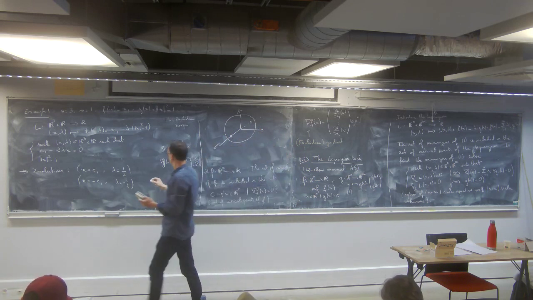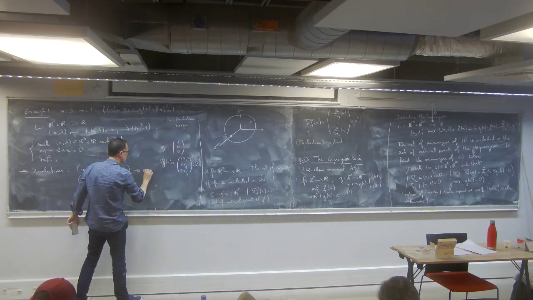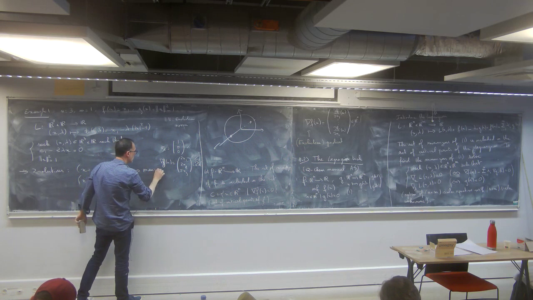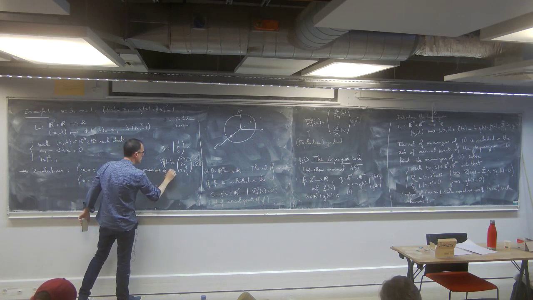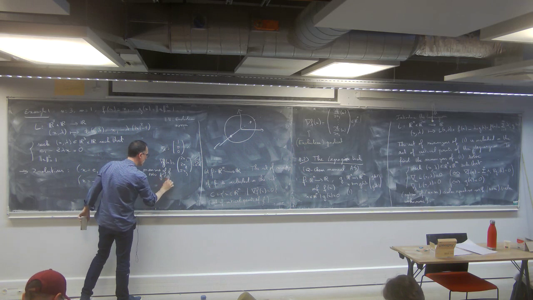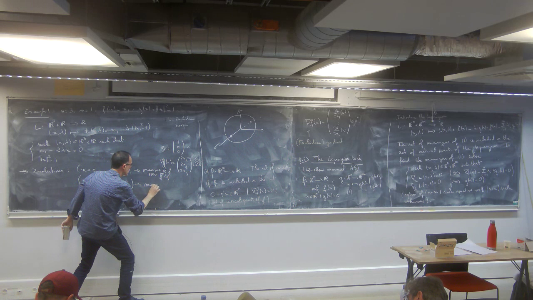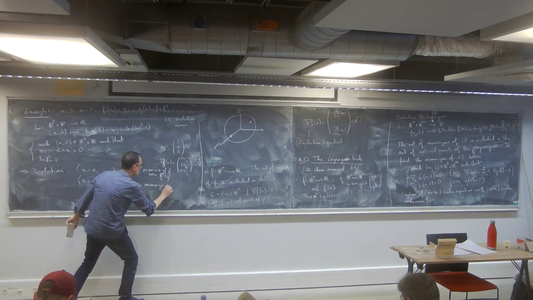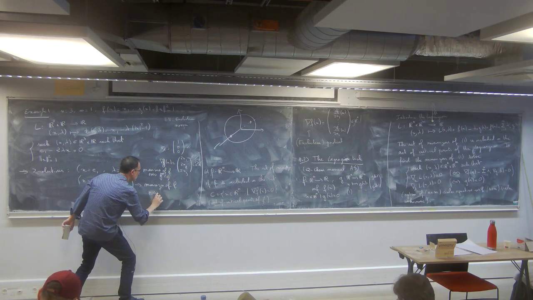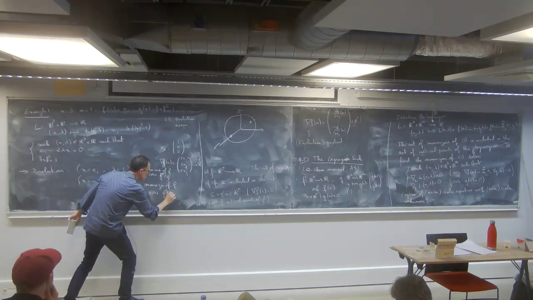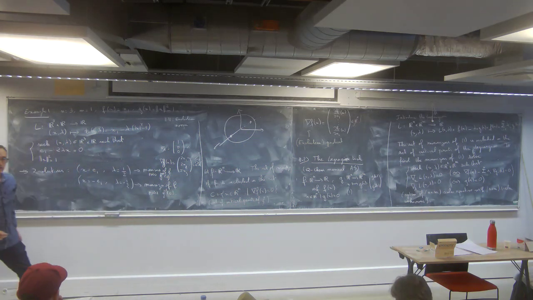Okay? So this one is a maximizer of F over the set G minus 1 of 0. And this is a minimizer of F over the minimization set, which is G minus 1 of 0. Okay? So far, so good.